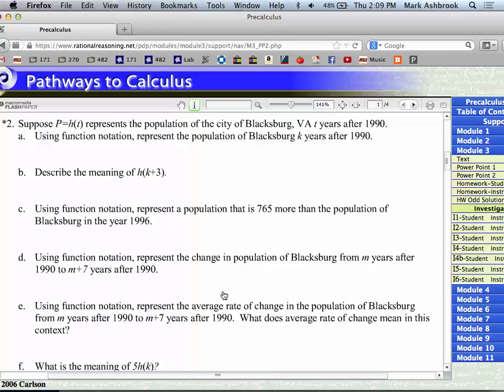So you're going to have H of K, which is your population. H of 6 plus K, the population of Blacksburg K years ago. Yes, that's 6 years now. It would be H of 6 plus 7. I put H of 6.